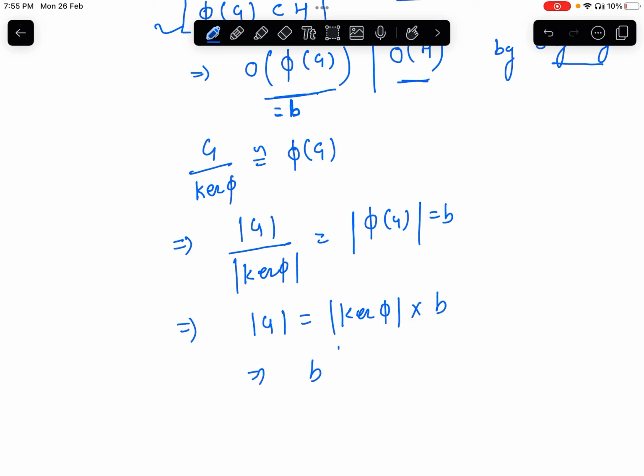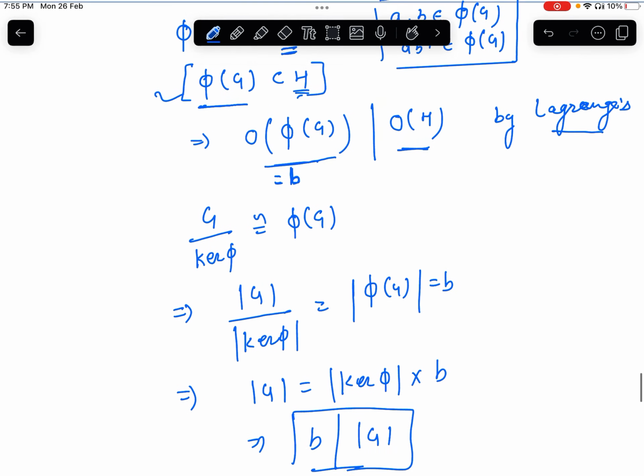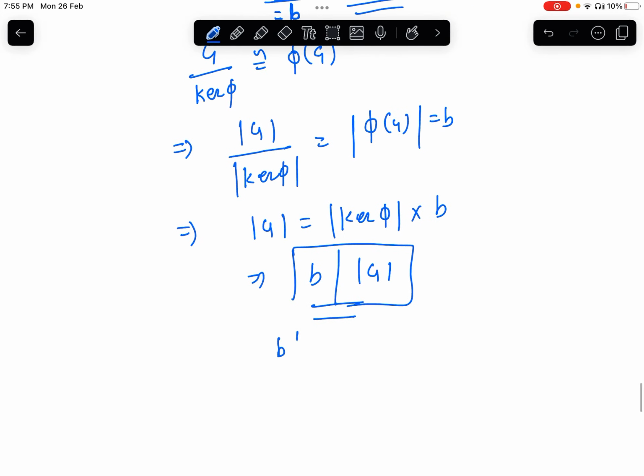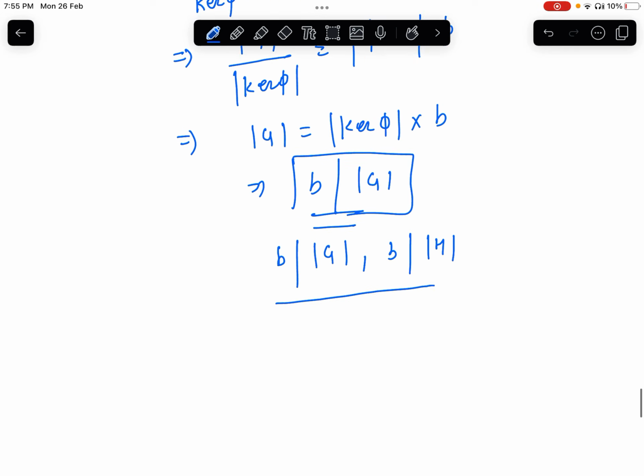This means that b divides the order of G. And b divides the order of H. That means b is a common divisor of the order of G and the order of H. But we know that the order of G and the order of H are relatively prime. That means the GCD of the order of G and the order of H is equal to 1, the greatest common divisor of both of these is 1. That means b will be equal to 1.